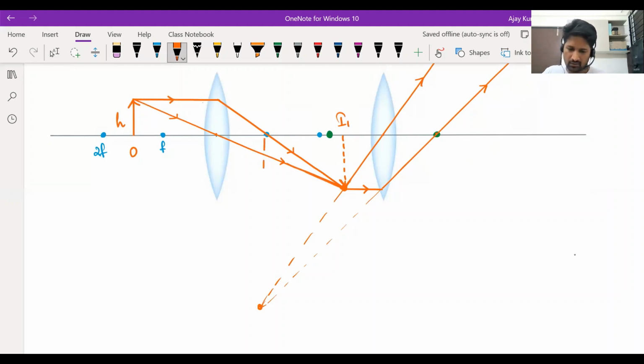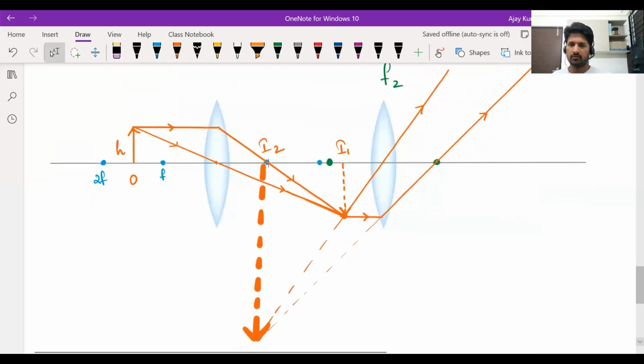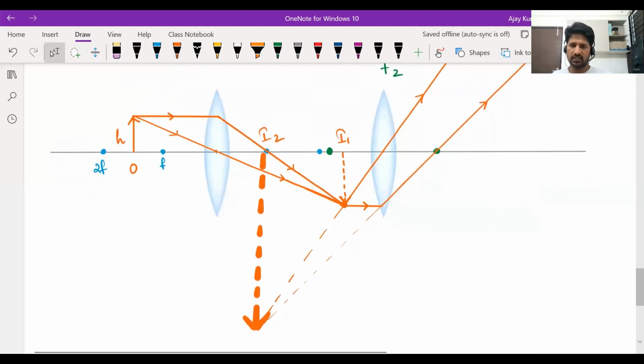I'll draw it in bold. Let's call this final image I2. That is where the rays finally appear to be coming out from. And if the observer's eye is on the right side, that is what the observer will see.